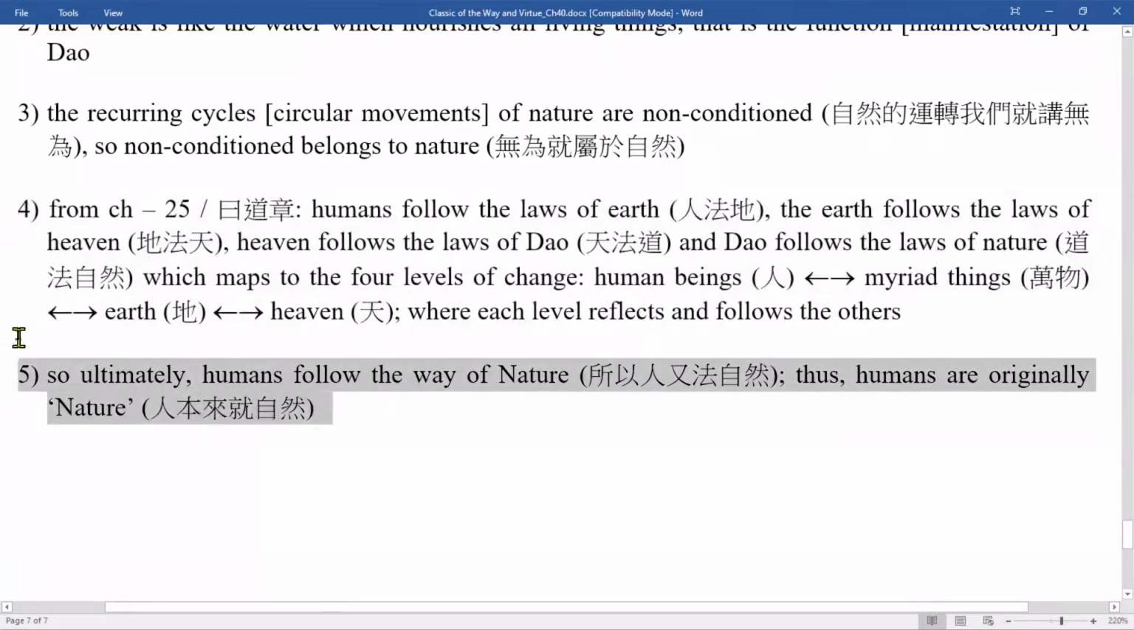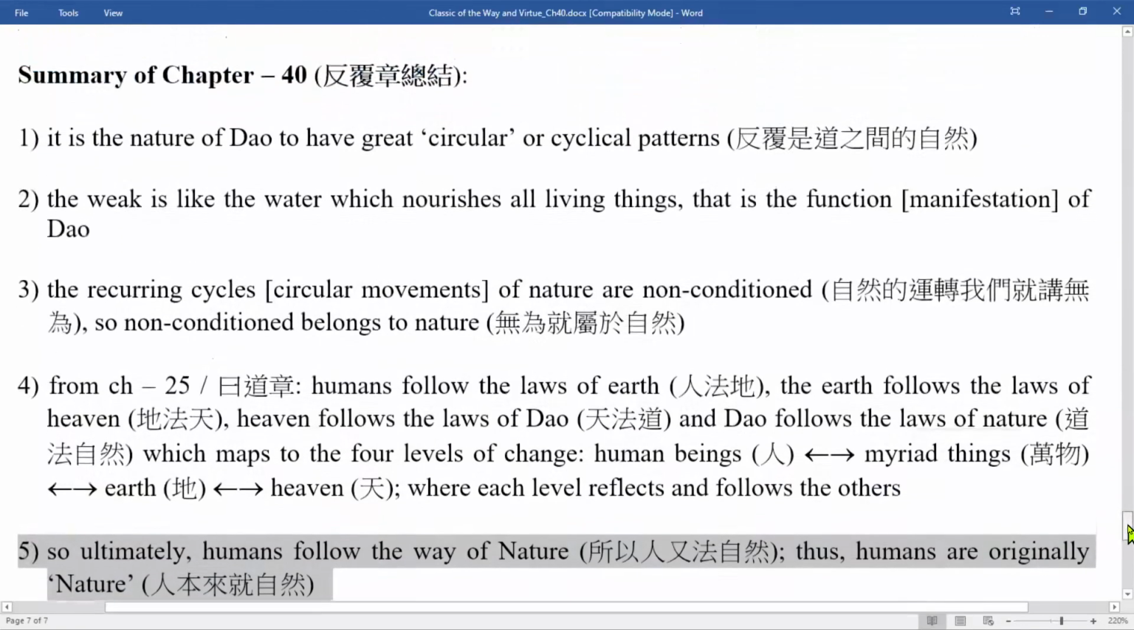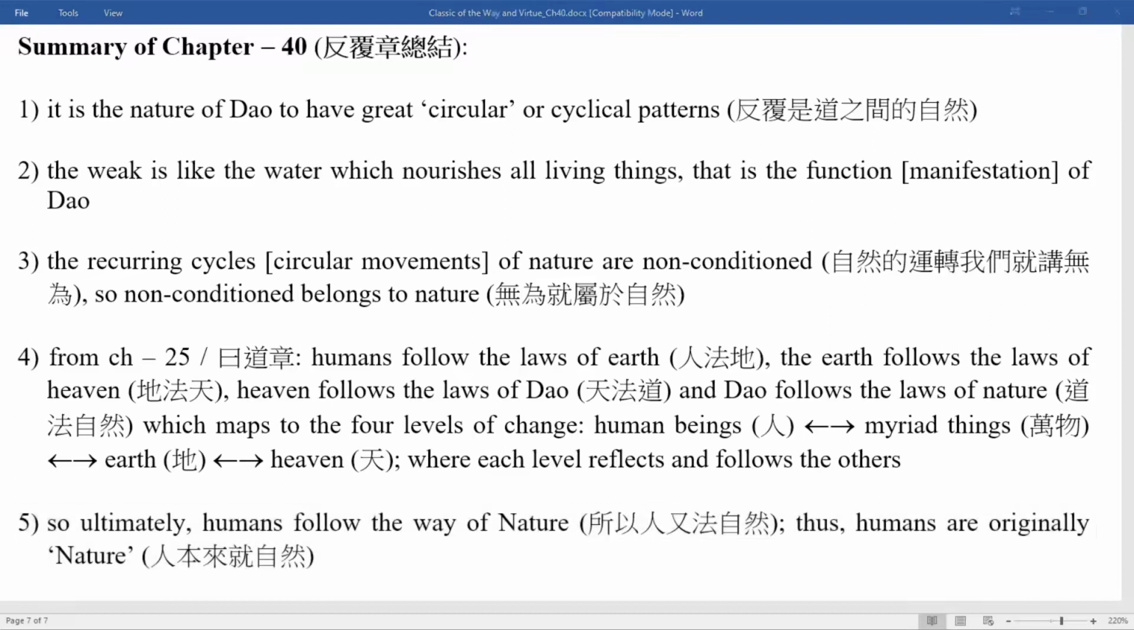So this concludes chapter 40. I know it took longer than I expected. A lot to talk about. But chapter 41 is very long and I don't want to make it into 2 sessions, so I want to get to 42 next week and the following week. 42 is a more detailed part of chapter 40. It talks about the cosmology.